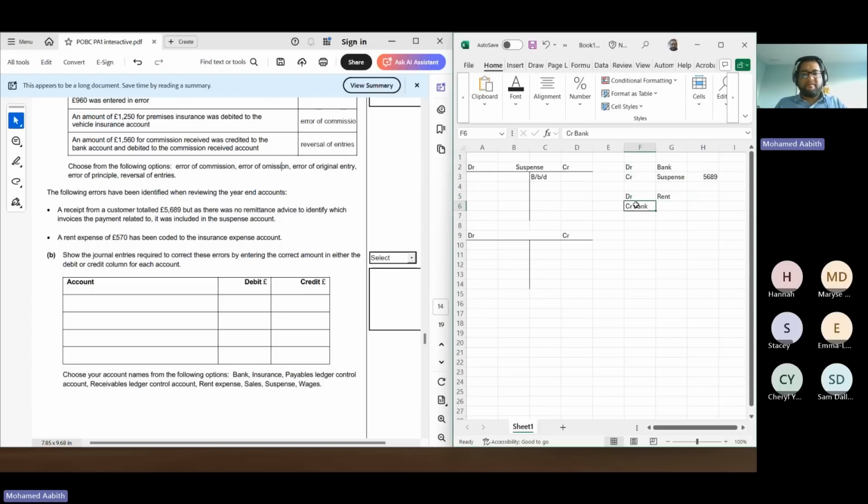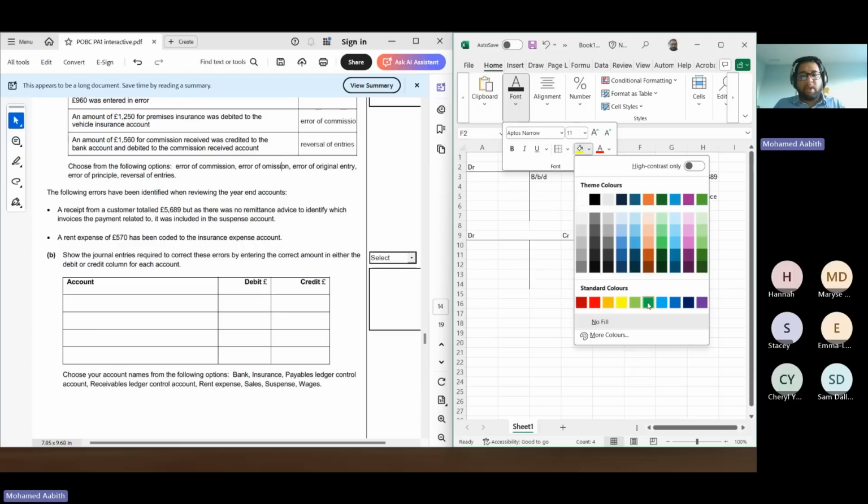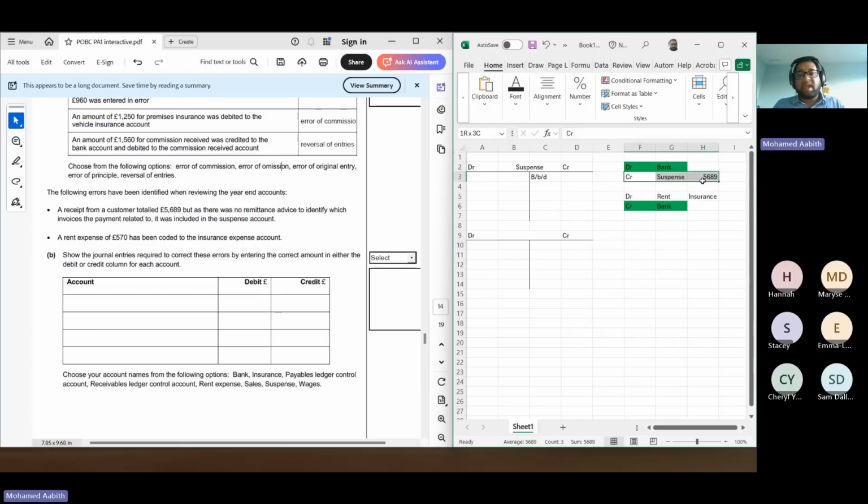But instead of entering rent, we have done it here as insurance. So we need to make sure that entry is removed and recorded into your rent account. The bank account is fine in both scenarios. There are no errors in them. The only error is going to be in the RLCA and the suspense account. Suspense account is going to be 5689. This is the amount we started with.